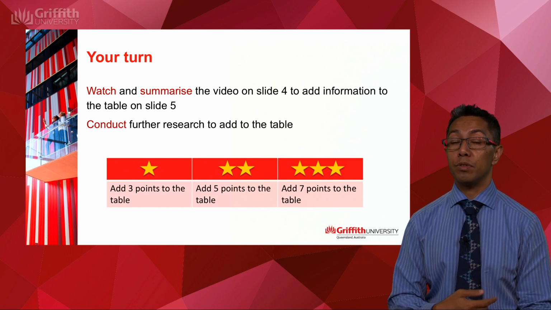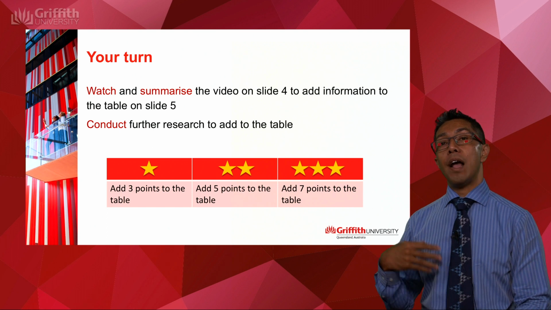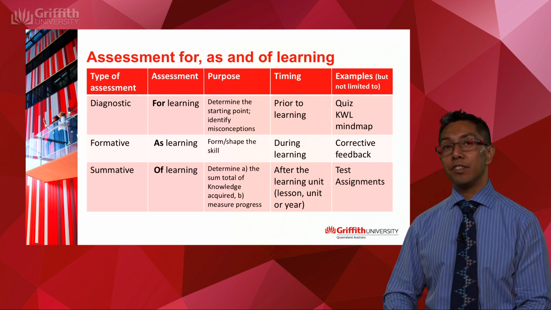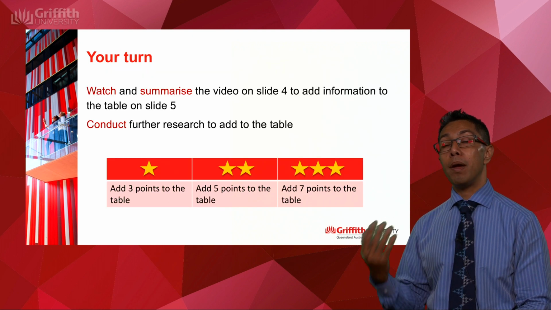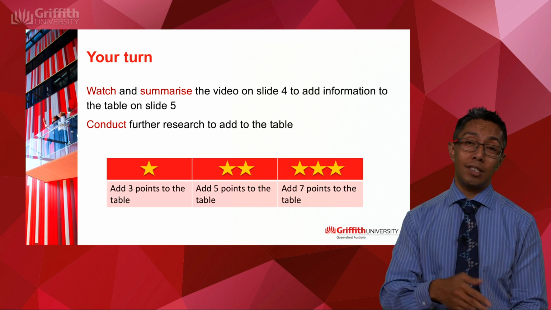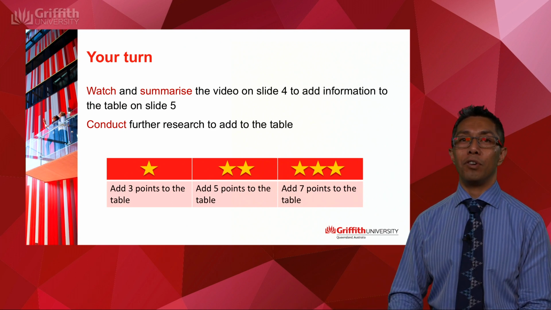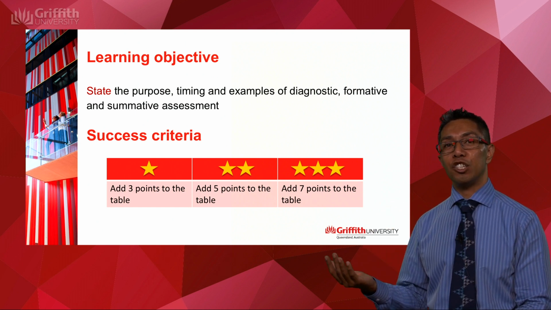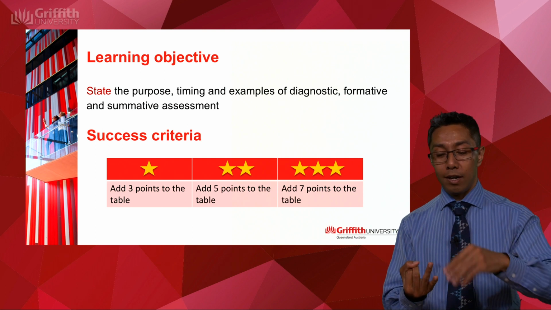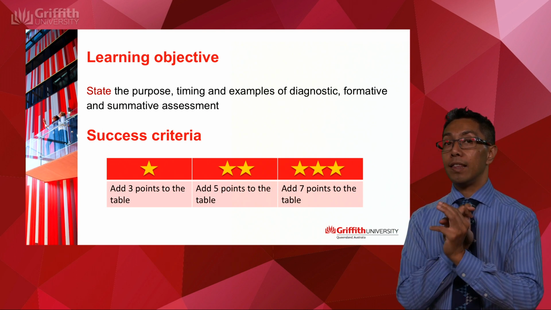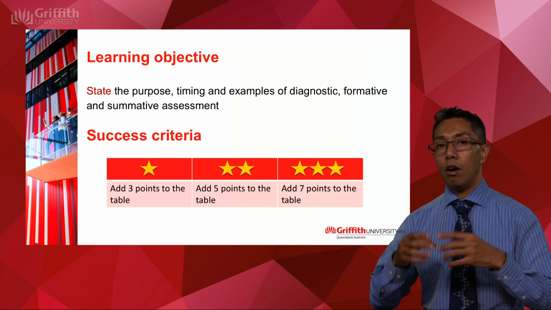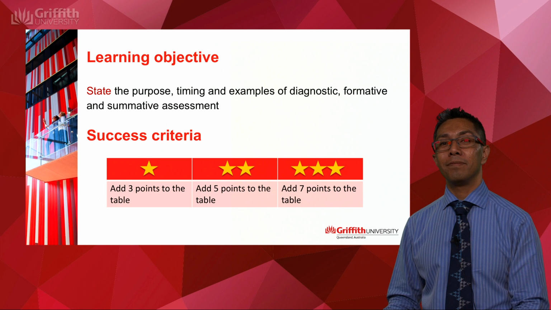Okay, so what I'd like you to do is to watch and summarize the video back on slide 4. So that was the reading for this lecture. And then I want you to add information to this slide here. Remember, if you're going for a 1-star, you're going to add 3 points. If you're going for 2-star, then it's 5, and 3-star is 7 points. Okay, so at the end of this lecture, you should have been able to identify the 3 types of assessment, and also state their purpose, timing, and give me some examples of each type of assessment. Thank you very much.